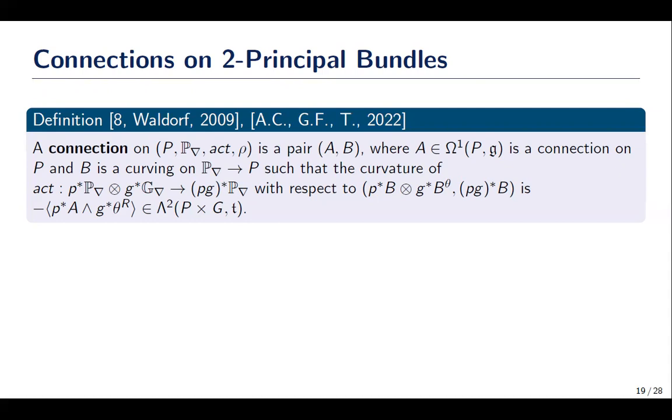How do I do that? Well, I have the action with the isomorphism of Cherns. I have this curving that I want to be a connection here. I can put it back here. I can put it back here. And here, I can put the Maurer-Cartan 1-form. So I can compute the curvature of this isomorphism, which is a 2-form on P times G. And I'm going to require these 2-forms to be given by this specific form.